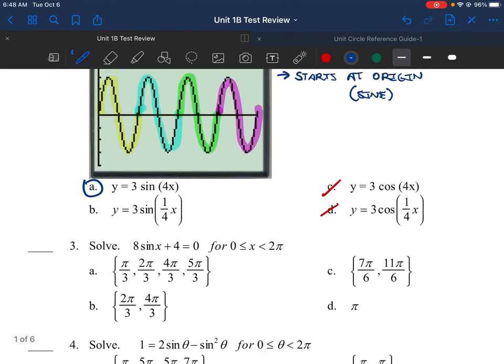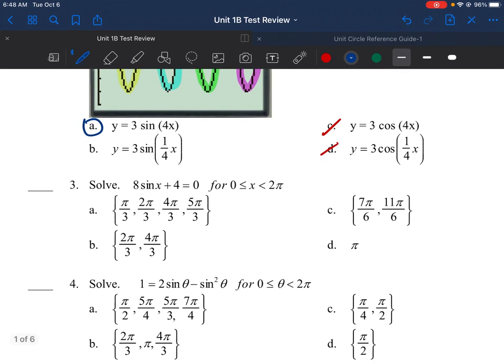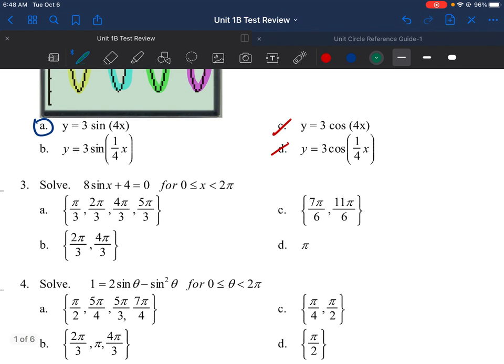All right. Problem 3. Solve 8 sine of x plus 4 equals 0. First thing we want to do, since we're trying to solve for x, is do everything we can to isolate x. So I'm going to start by subtracting the 4 to the other side. This is going to give us 8 sine of x equals negative 4. Then we can divide both sides by 8. This would give us sine of x equals negative 4 over 8, which means sine of x equals negative 1/2.